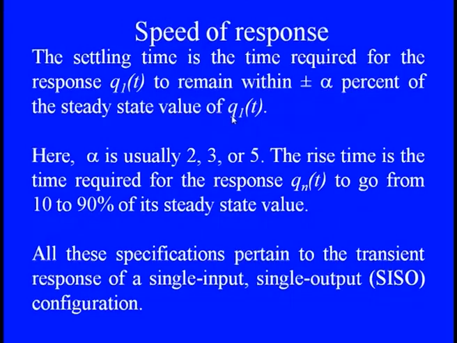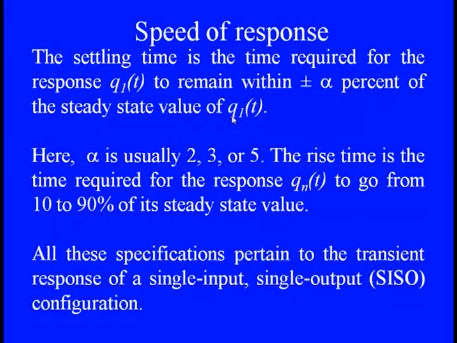How? There is a procedure for that. Here the settling time is the time required for the response q1 of t to remain within plus or minus alpha percentage of the steady state value of q1 of t. So what we are trying to set up here is the relation: the steady state will be approached, but prior to that, how much time is required for the transient to settle to the steady state, which we always put within plus or minus alpha percentage. And sometimes alpha can be varied, right from 2, 3, 4, 5, whatever it is.